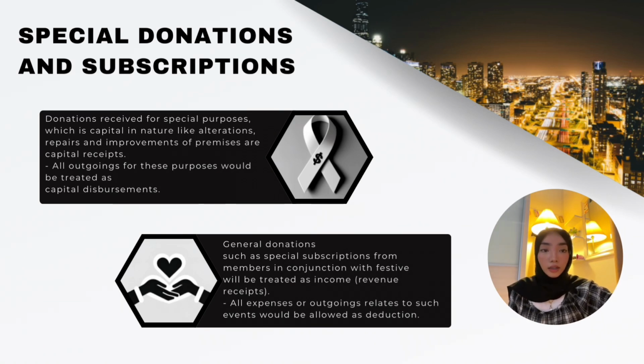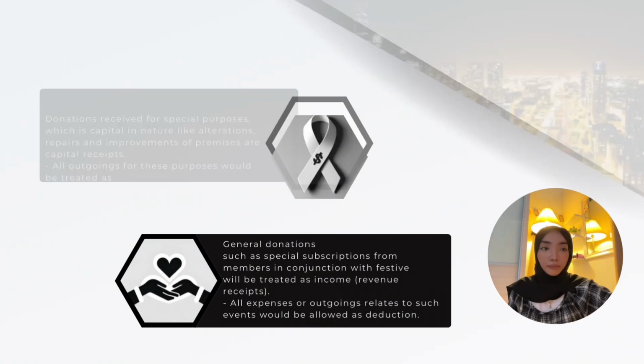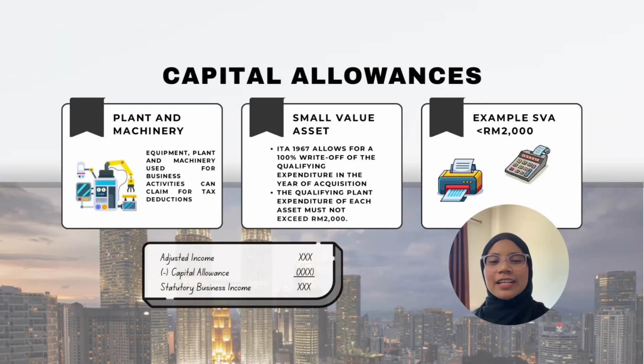So, hence, proper record keeping and clear documentation are essential to ensure compliance with LHDN's requirement. Next, the capital allowance. Capital allowances are tax deductions given for equipment, plant and machinery used in the business activities. These assets are essential for operation and can be claimed for tax reduction.